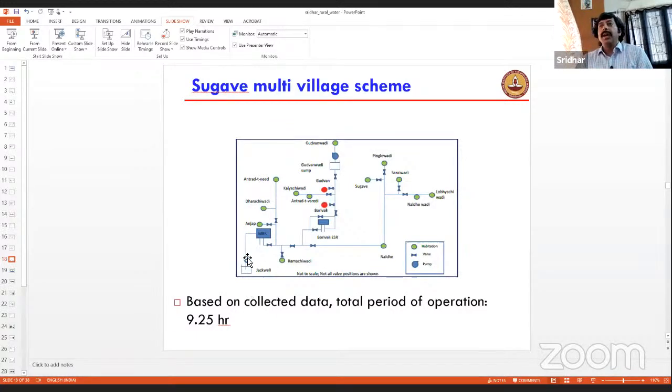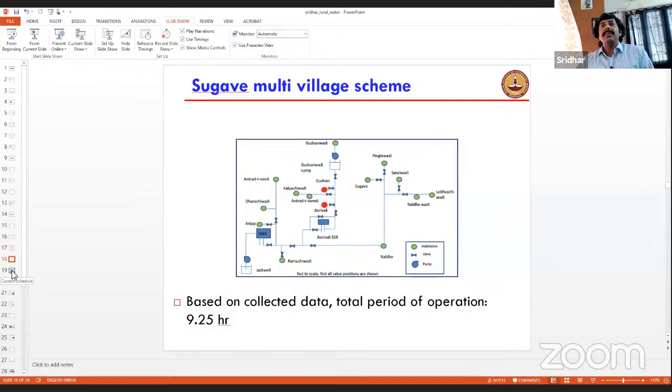So this is an example of a multi-village scheme, whose data was collected from our friends at IIT Bombay, who had analyzed this network. There are lots of problems in this network. I encourage you to look at their site. It's called Sitara, the Center for Technology Alternatives for Rural Areas. They have analyzed the scheme extensively and found a lot of shortcomings in both design and operation.